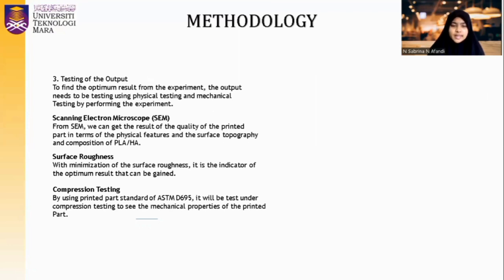From SEM, we can get the result of the quality of the printed part in terms of the physical features in the surface topography and composition of PLA-HA. For surface roughness, it has relation with layer height. With minimization of the surface roughness, it is an indicator of the optimal result that can be gained. For compression testing, which is the mechanical testing, by using printed part standard of ASTM D695, it will be tested under compression testing to see the mechanical properties of the printed part. So this is the standard specimen for compression testing.